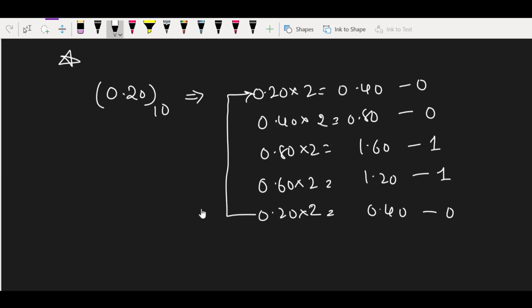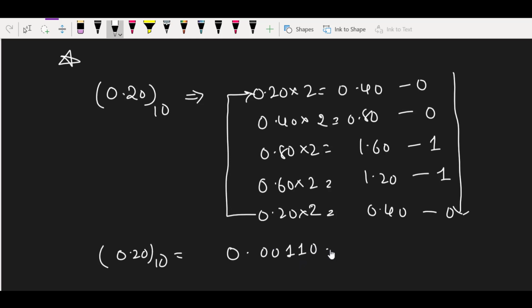So in this case, this number can never be expressed exactly in binary form. What you do is, after one cycle, you just stop the procedure and take the numbers from top to bottom. That means your 0.20 in decimal will be equivalent to 0.0011, and you can add some more digits for better accuracy. Okay, so this is how we convert fractional decimal numbers into binary numbers.